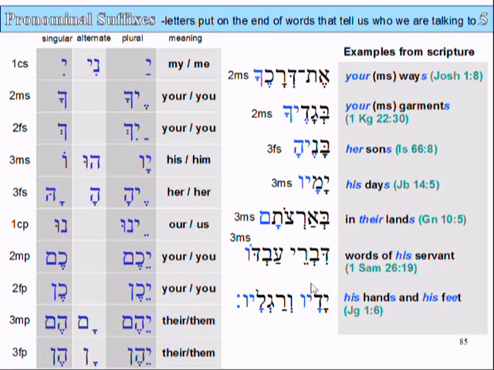So, yeah, these are some examples, and we'll see a lot more in the coming slides, of pronominal suffixes.